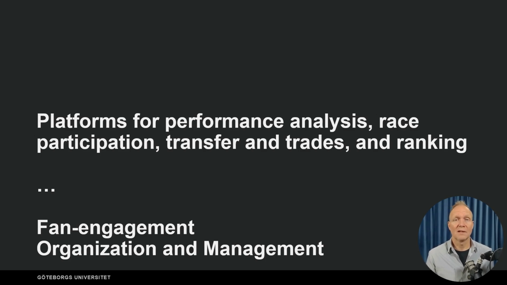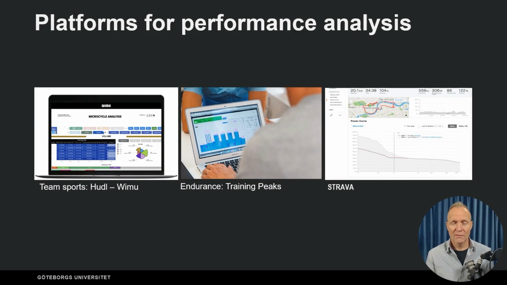And we can use these digital platforms for a range of activities, and I'm going to show a few of them. So we have the platforms for performance analysis, and this means that we have lots of data uploaded on the platform, and different types of user groups, different types of expertise can make use of the data. So the data becomes valuable from different perspectives.